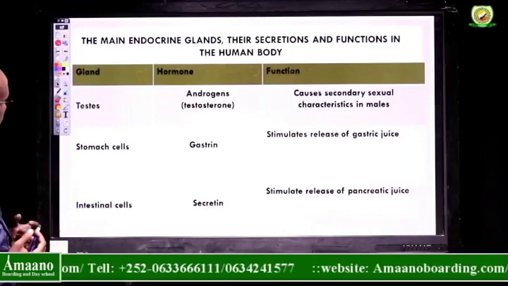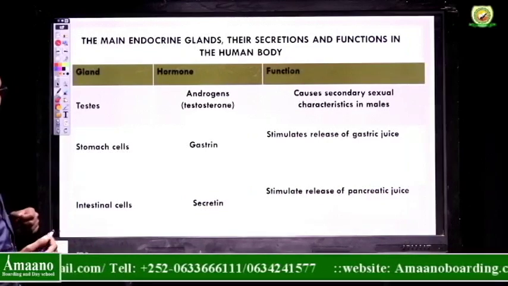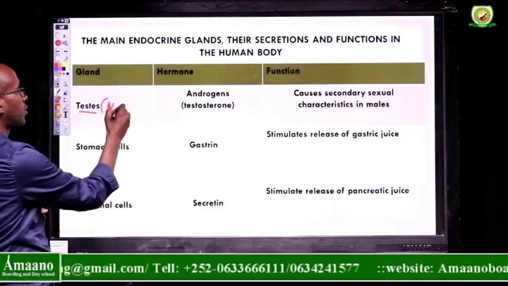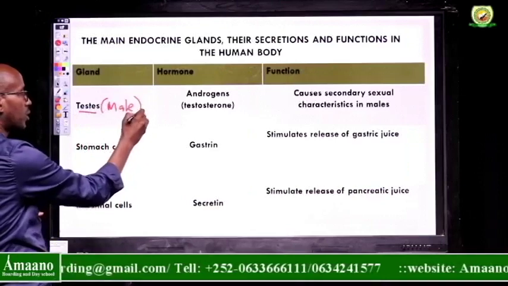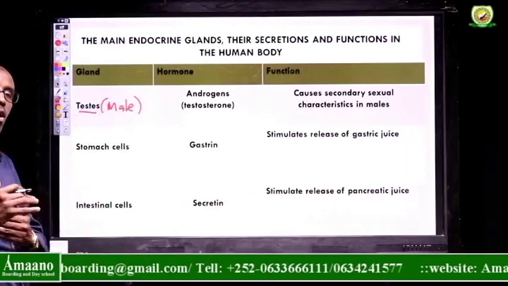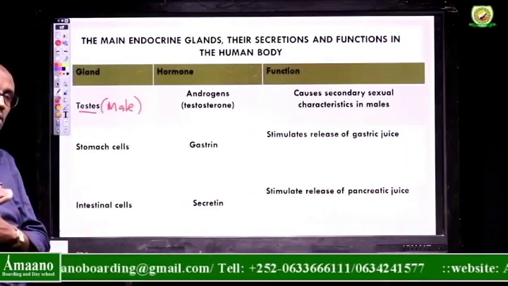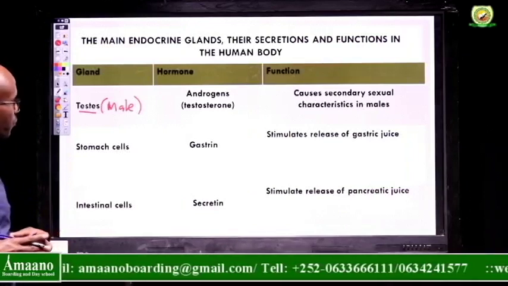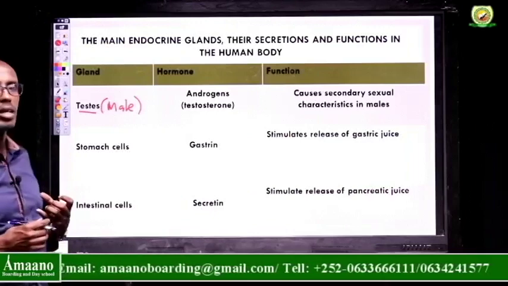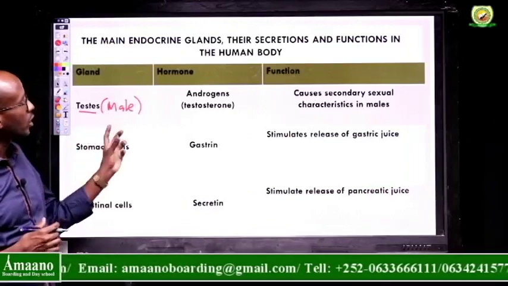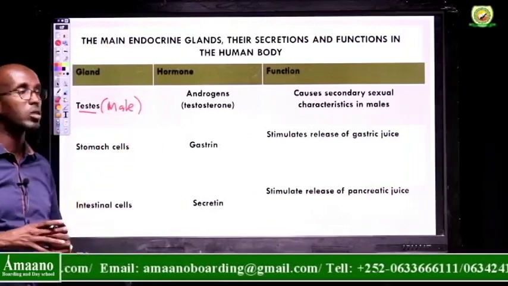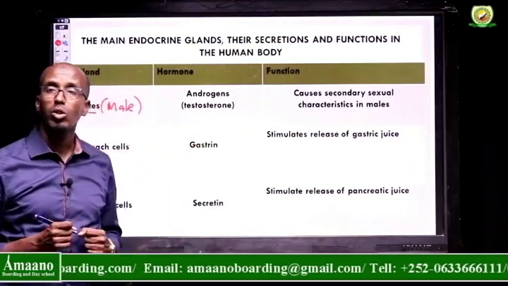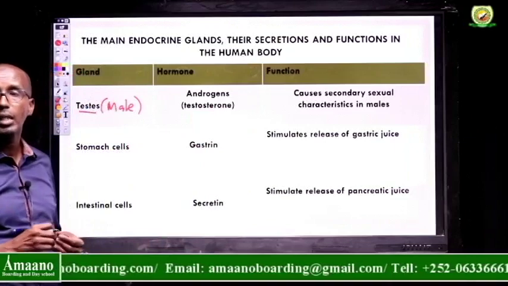Today we have three glands. Number one, the testis. This is for males, the counterpart of ovaries. Females have two ovaries and males have two testes. As a gland, the testes produce a hormone called androgens or testosterone. It's also called the male sex hormone.